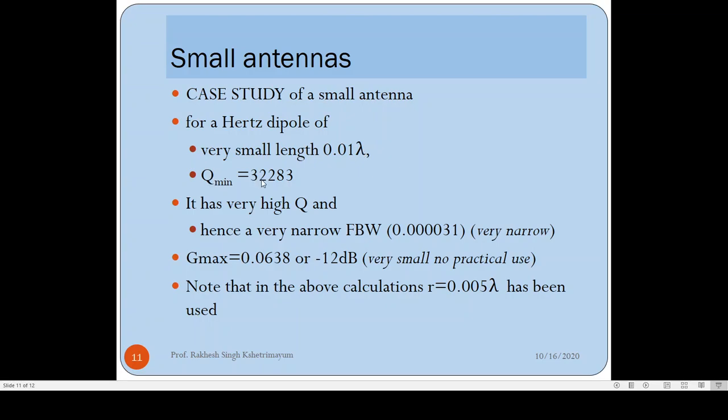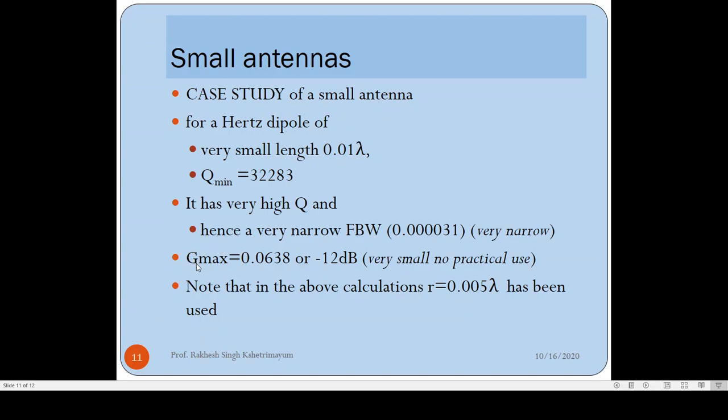Q minimum is 32283. It has a very high Q. That means fractional bandwidth will be very narrow. So the fractional bandwidth for such a very small antenna of dimension 0.01 lambda is 0.00031. So it has a very narrow bandwidth. So one observation is that when you have a very high quality factor for a very small antenna, you have a very narrow bandwidth.